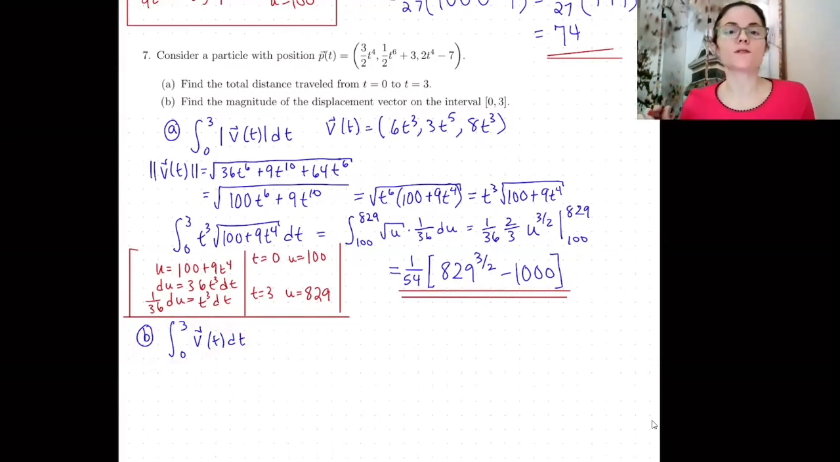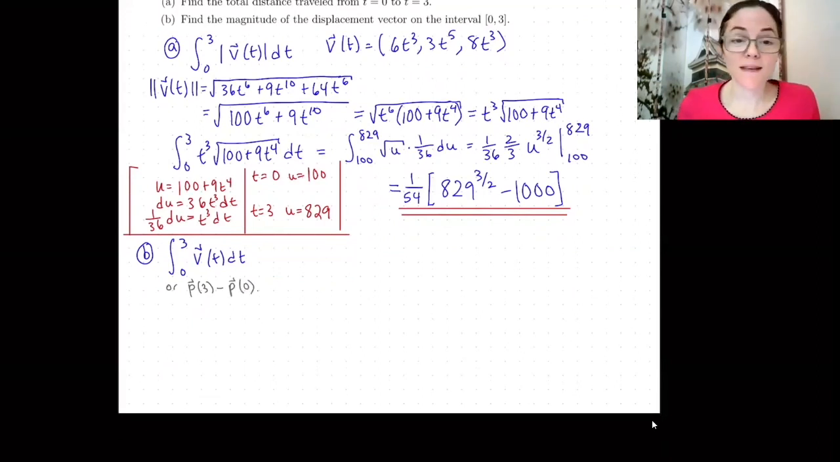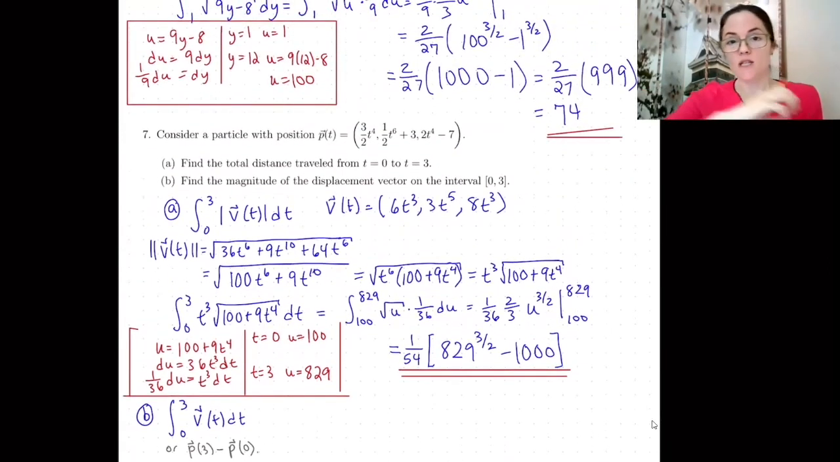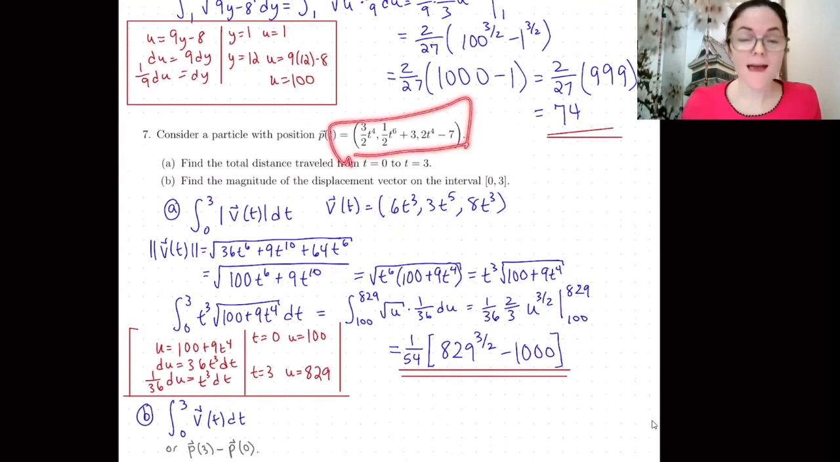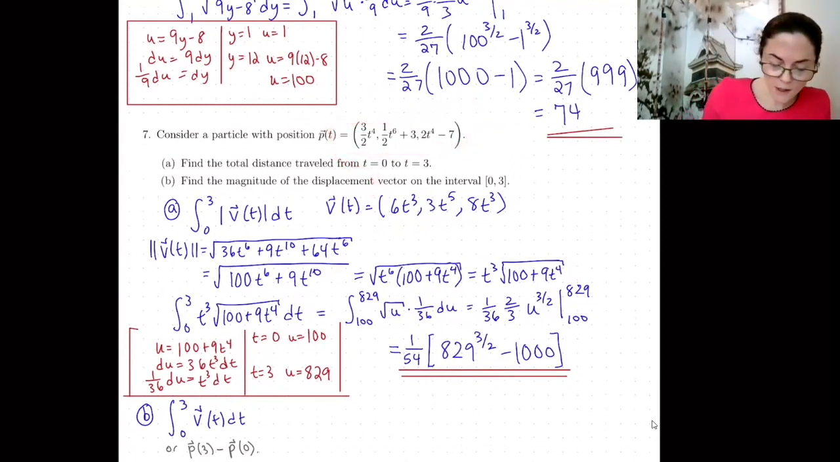Now, you could also just take, let me just mention this, p of 3 minus p of 0, and you get the same thing, okay? Because this is what displacement is. It's a shift in position. So you could evaluate this position function, which we are already given, at 3 and at 0 and take the difference, or you can integrate the velocity. We had to find that in part A. You really have some choices.